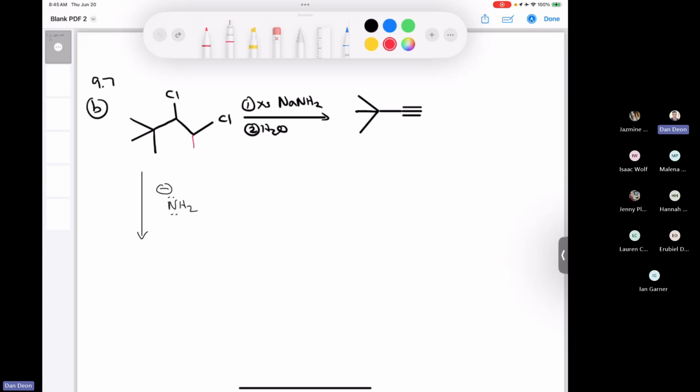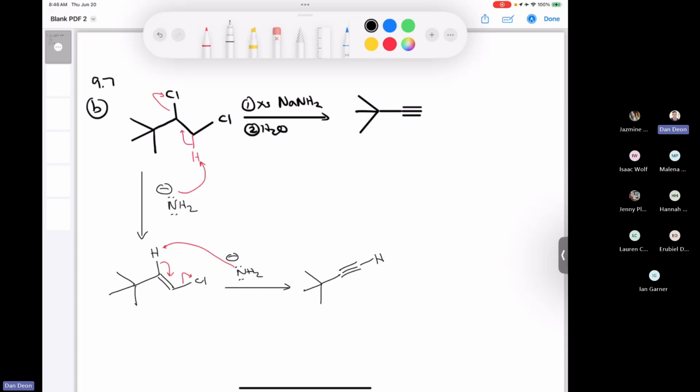So I'll put in a red proton here, and we're going to abstract that proton. That's not a very good arrow. Okay, lose our leaving group, and that is going to give us something that looks like this. So now we've got our double bond, we've got our chlorine here, and now we've got a proton here. So the next equivalent of the amide ion, NH2 minus, is going to come in and grab this proton, and we're going to lose this leaving group. Then we end up with what is going to be the final product.